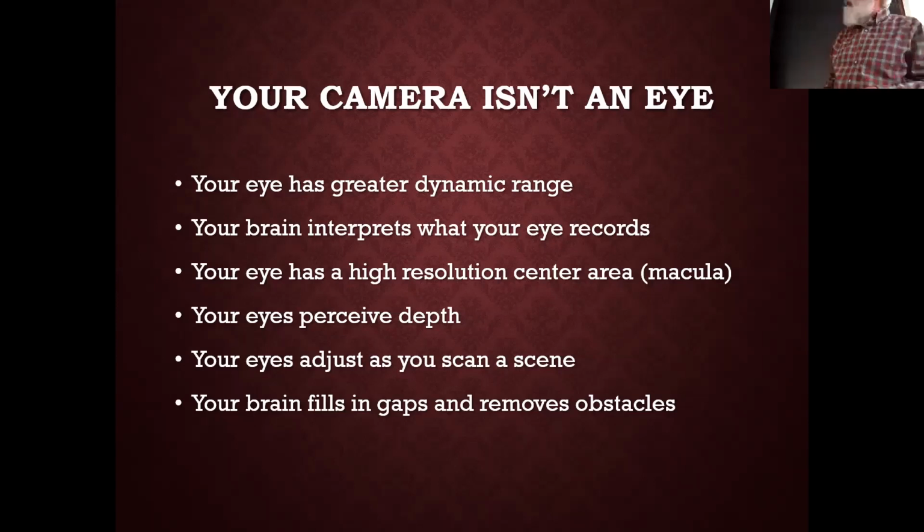The second thing is that what you actually see is as much a part of what your brain figures out as it is about what your eye actually sees. The camera doesn't have that kind of a brain. It just records what comes in through the front. But I interpret all sorts of things based on what I'm looking out at.